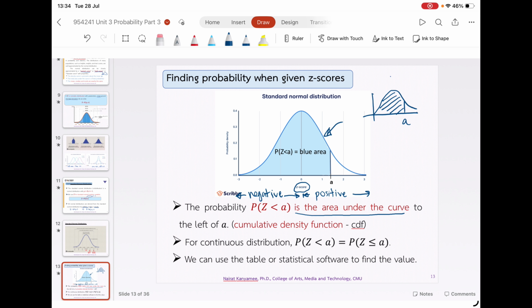For a continuous distribution, P of Z less than A is equal to P of Z less than or equal to A. So with or without the equal sign, we have the same shaded area. It doesn't matter whether you include the point A or not, it still gives you the same probability. Now we can use the table, statistical software, or Python. We'll do it in the lab. You can use Python to find the value of the shaded area.